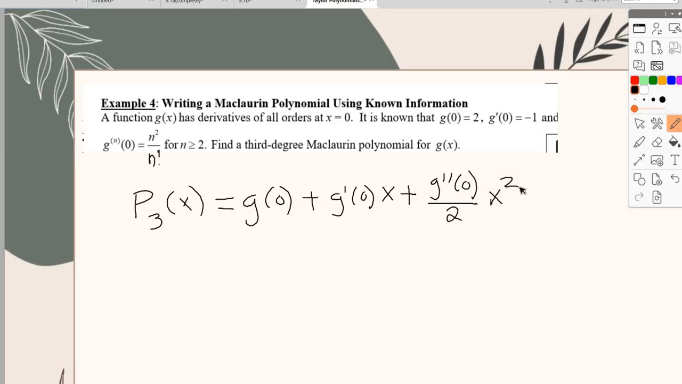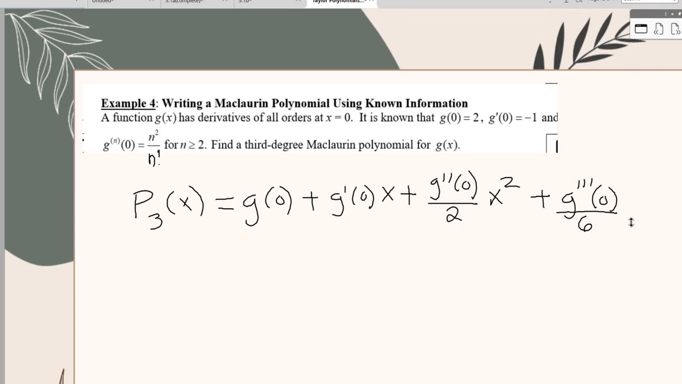Okay, I have 3 terms, can I stop? No, because I need a third degree. What comes next? g triple prime of 0 divided by 6, or 3 factorial, times x cubed.